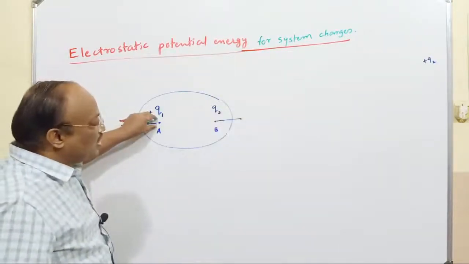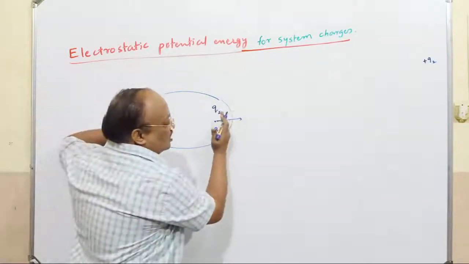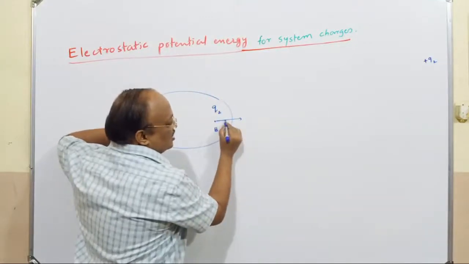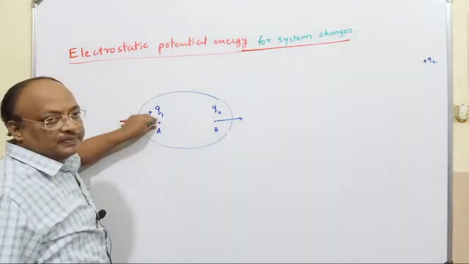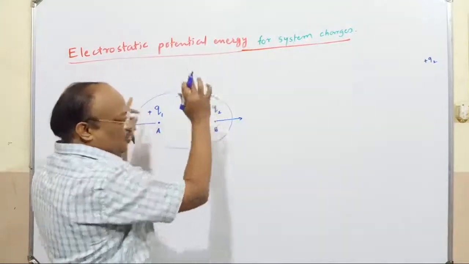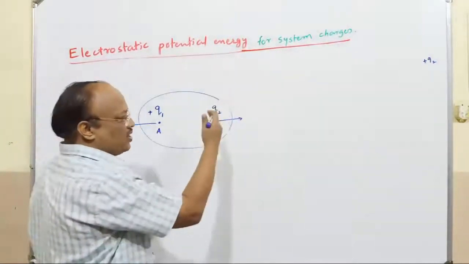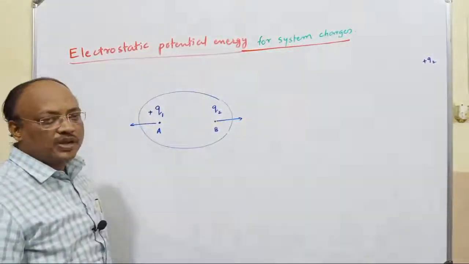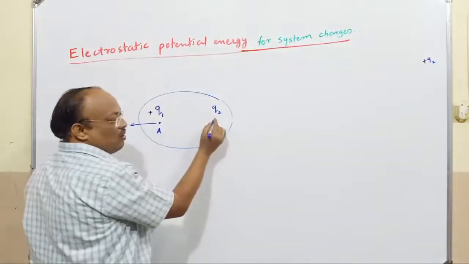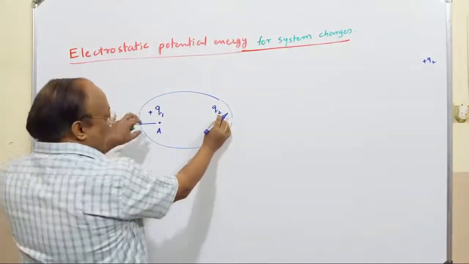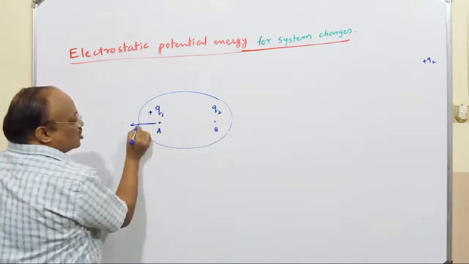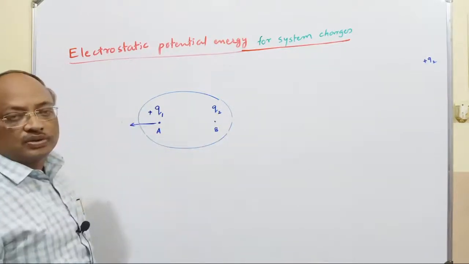By keeping this Q1 fixed, whatever force I applied till here, as soon as I leave, this starts to trigger out like a bullet. The other way I will do it: I brought Q2 and kept it here by continuously doing work. Now I hold this Q2, and I leave this Q1. So Q1 starts to trigger out.